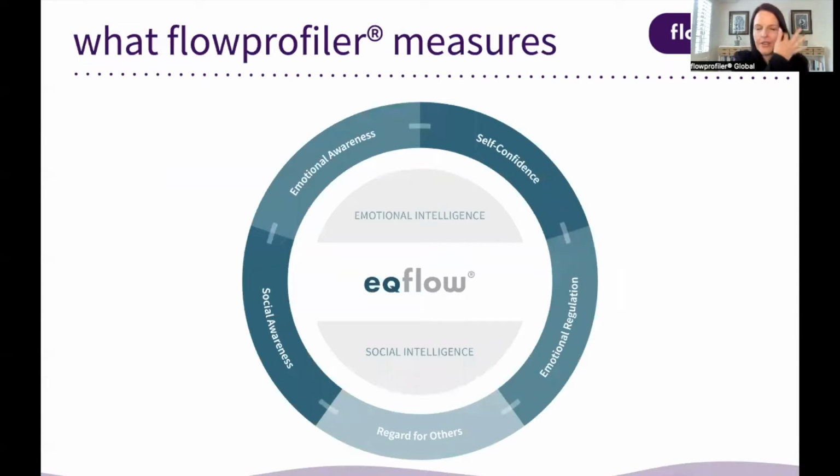At this stage, it is worth highlighting 2 technical terms I'm going to be using. The first of which is a factor. Now, you can think about a factor as a broad area of measurement. So we have the EQ Flow assessment here, and it is measuring 2 factors of emotional and social intelligence. The other concept here is something called a dimension, and you can think about a dimension as a trait or an observable behavior. So it's these observable behaviors that go to make up our factors. In this instance, we have got self-confidence, emotional regulation, regard for others, social awareness, and emotional awareness.